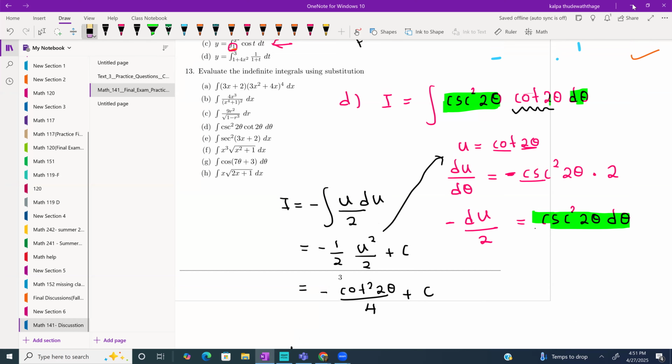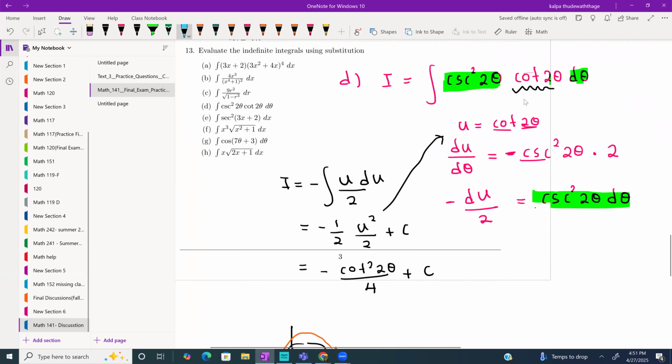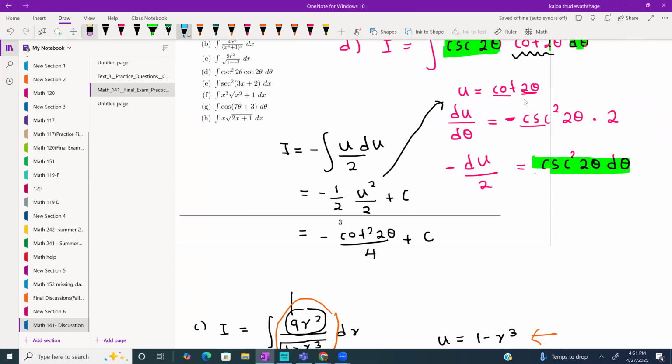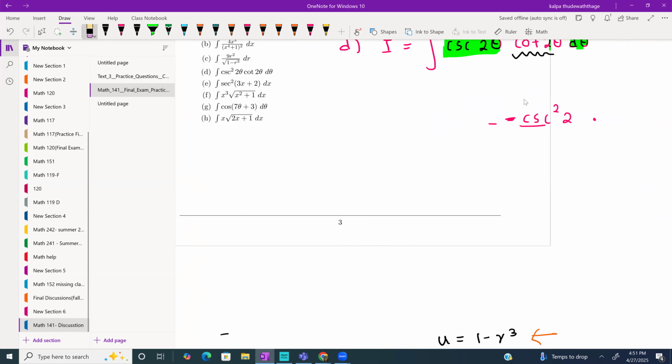Right. Secant squared 3x plus 2. Actually, we did a similar question. Remember, secant squared 5x minus something in here. Actually, I can use the substitution to do that. I explained that, but I can do without that as well. But this time I use the substitution.